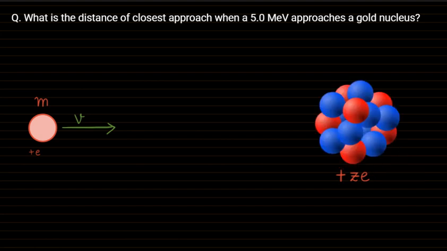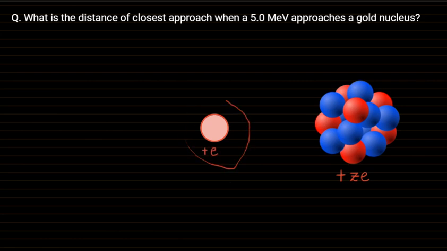Fine. Now consider you have a proton which has the mass m and is moving with a velocity v. It has a charge plus e. Now as this proton moves towards this nucleus, it gains kinetic energy, but at a certain point what happens? It will come very close to the nucleus. Now when it starts to reach this distance, what will happen? Since your incident particle is of charge plus e, the nucleus is of charge plus Ze. There are two positive charges. If there are two positive charges, what will happen? They will start to repel each other.